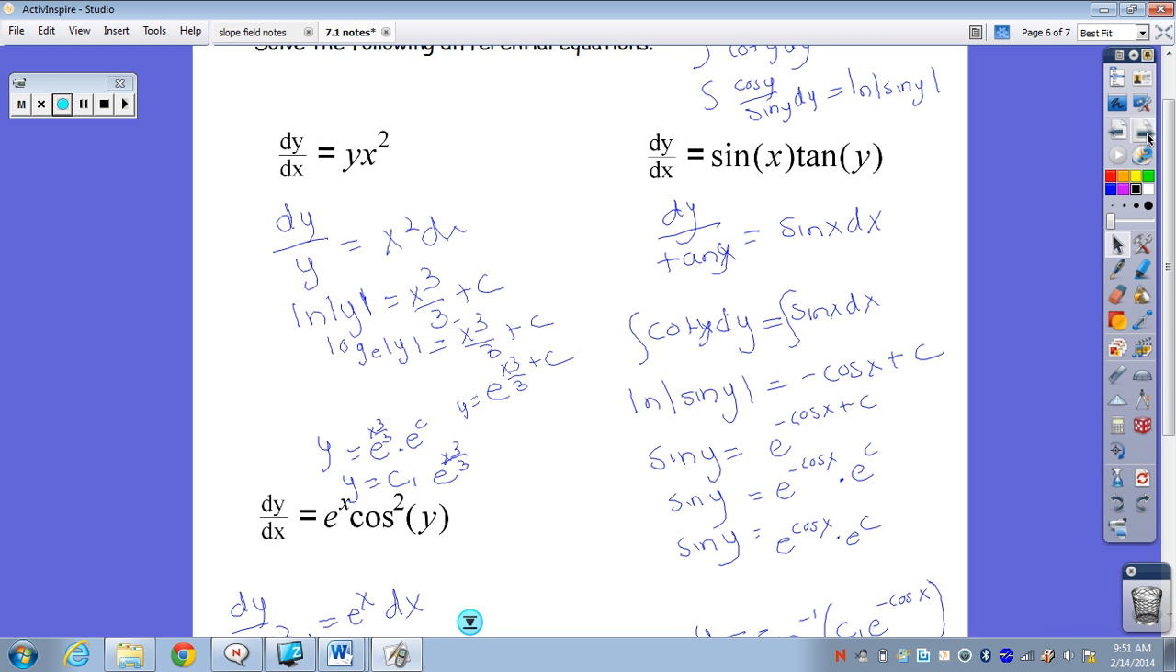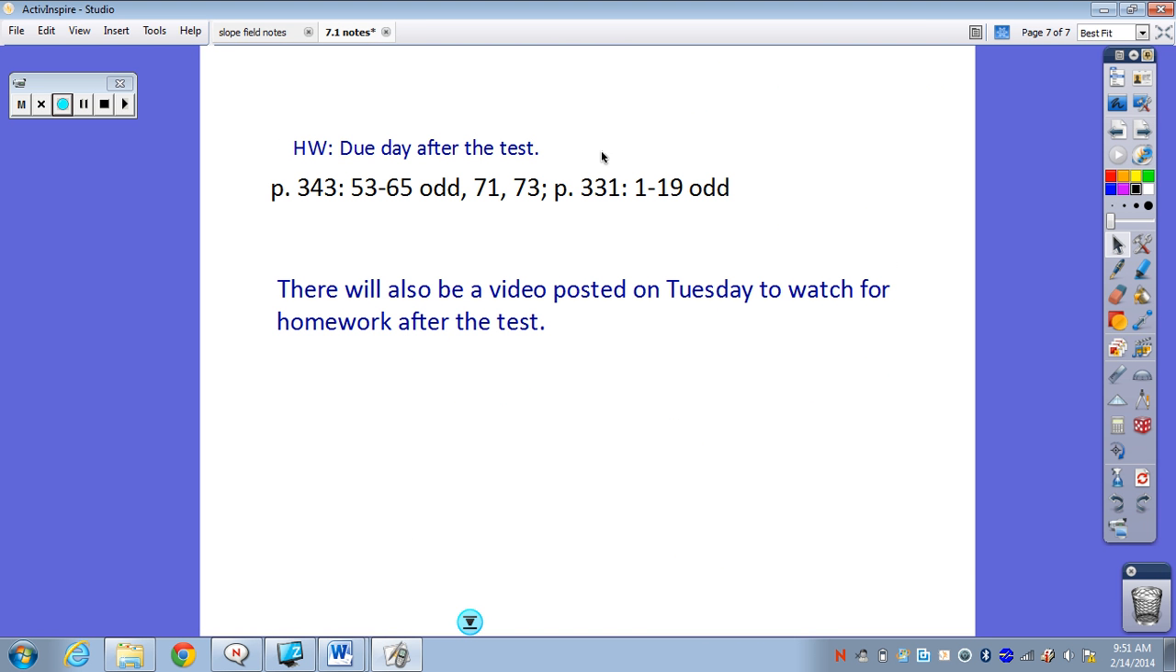And then this will pretty much be your homework the day after the test, but if you have extra time and you want to do it this weekend because of the snow days, it will be page 343, 53 through 65 odd, 71, 73, and then page 331, 1 through 19 odd. And this is probably good practice for the test as well. So if you finished all the review and want extra practice, I'd recommend doing this.